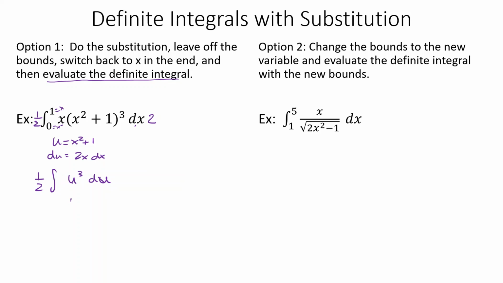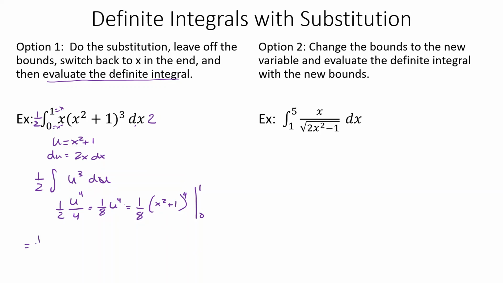But now I'm going to integrate this, u to the fourth over 4 times the 1/2 out front. So this is going to be 1/8 u to the fourth. I know I'm leaving off my plus c, but I know I have these two bounds to do in the end. Now I'm going to go back to x's, 1/8 times x squared plus 1 to the fourth. And now I'm going to add my bounds back in and say this is from 0 to 1, because now I'm back to x's, so now I have my bounds again.